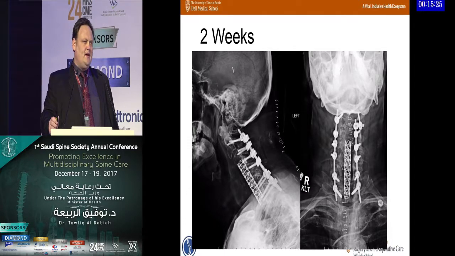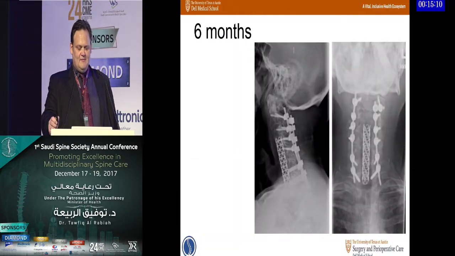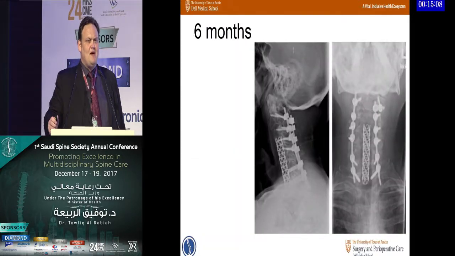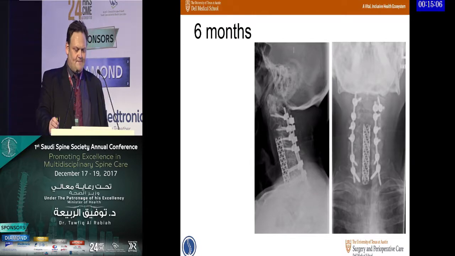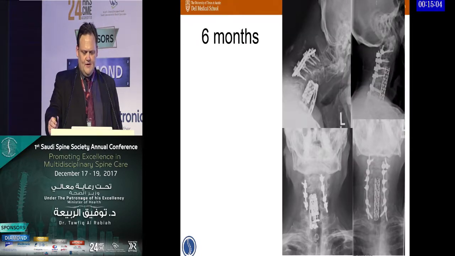The x-rays at 2 weeks still show significant sagittal imbalance. A reasonable correction of the cervical alignment was achieved, but there's obviously marked weakness in the extensor musculature, and for me, a patient like this will be braced until such time as their extensors start coming back online. You can see by 6 months, they're holding their head up much better, and at this point, I would start weaning the brace.